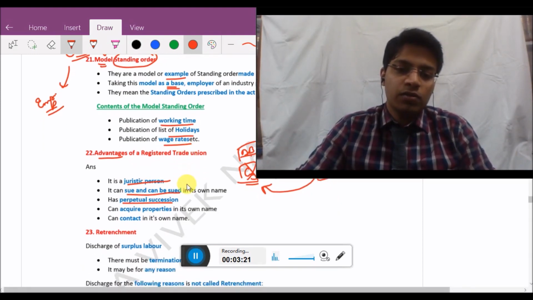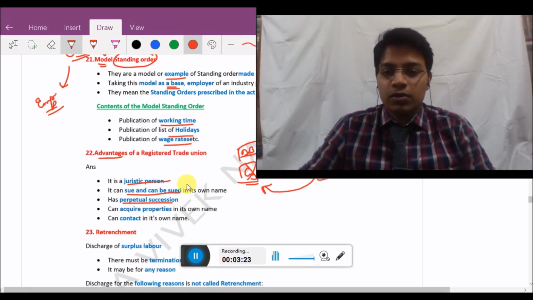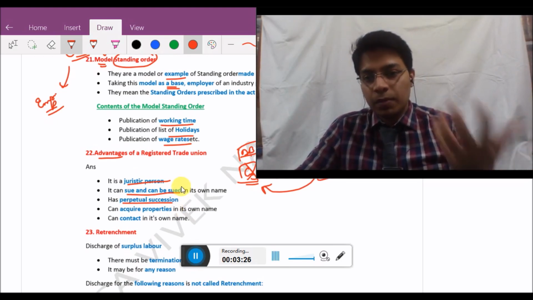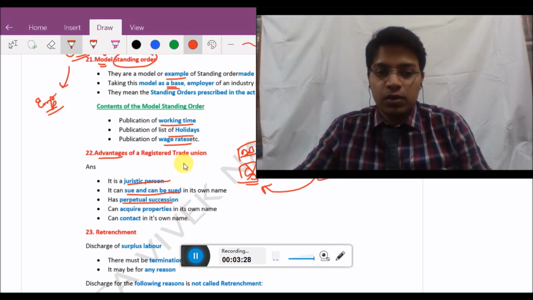Perpetual succession. What is the meaning of this? The company goes on forever. The members may come, the members may go, but the company goes on forever. That's the point here.